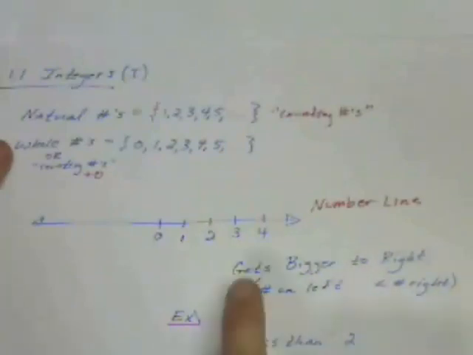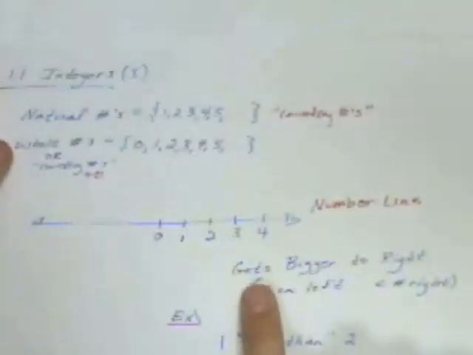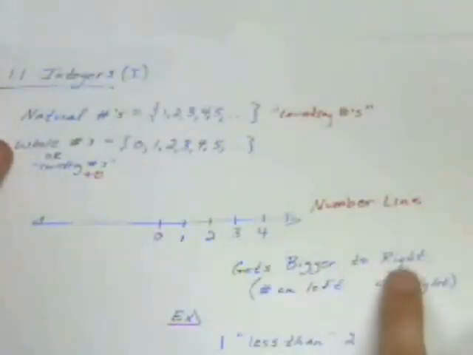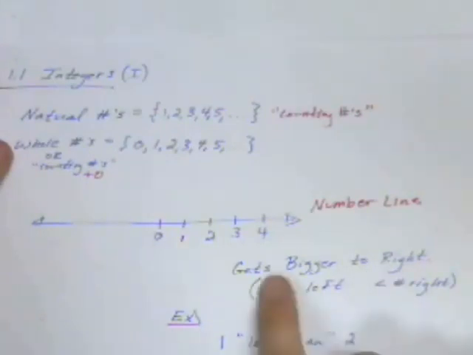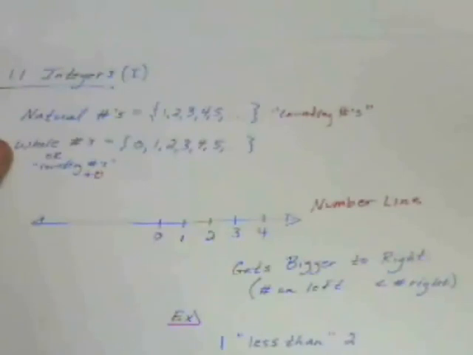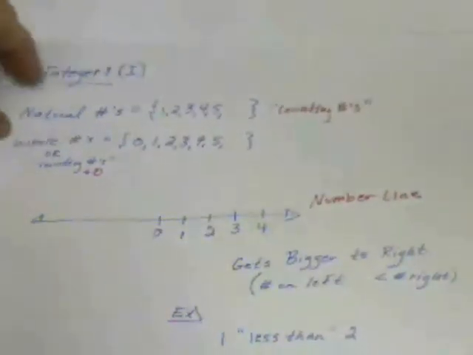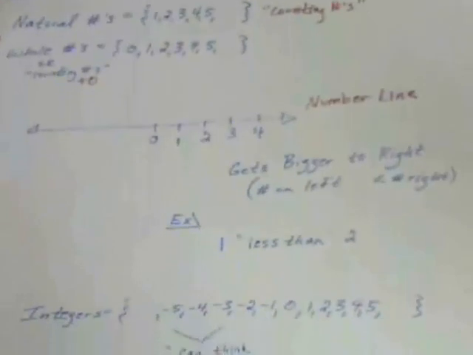So notice again, the normal pattern that you're already familiar with is that the numbers get bigger as you count up, aka the numbers get bigger to the right. For example, 1 is less than 2. We'll talk about those symbols again in just a moment, as far as less than and all that.